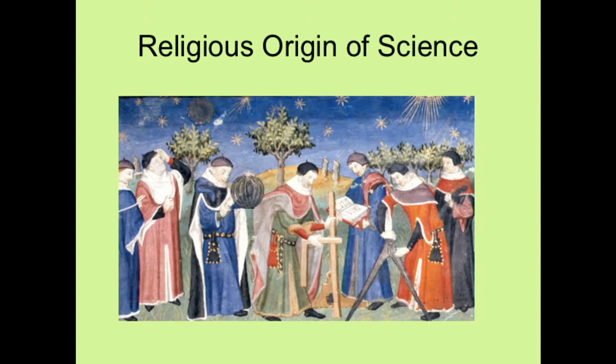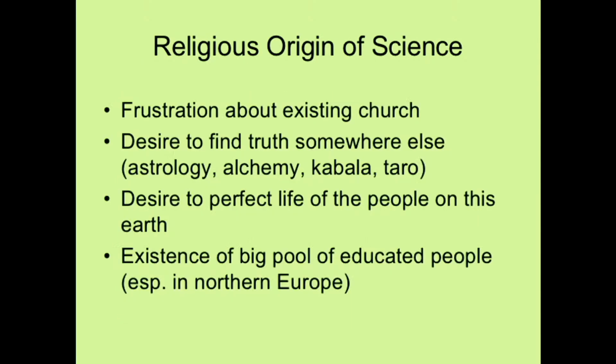And I said, they were educated, they were reading, and they didn't trust anything. They had individual interpretation of the Bible. Some people became frustrated about existing churches, not only the Catholic Church, but also the Protestant Church. They wanted to find truth somewhere else, as I said, astrology, alchemy, Kabbalah, Tarot. And again, the point was to learn about the world that had been created by God.